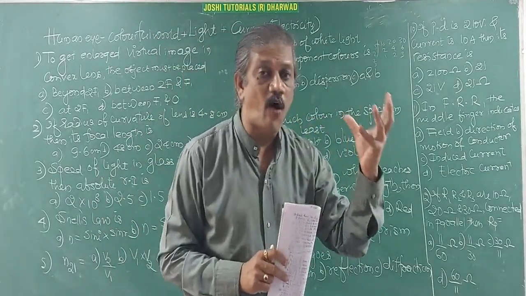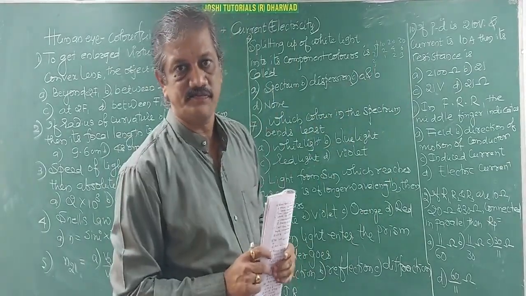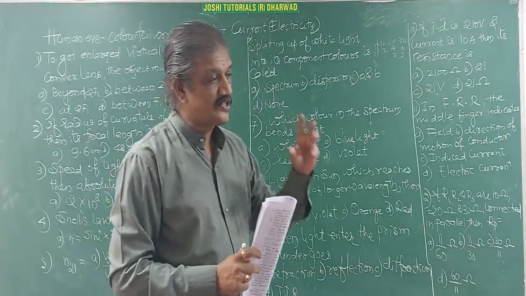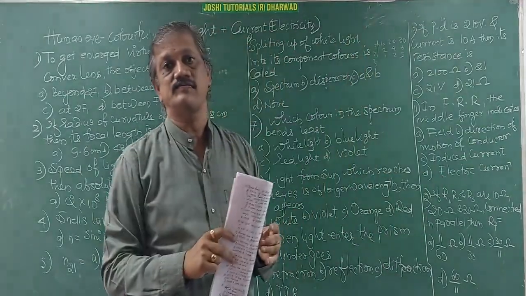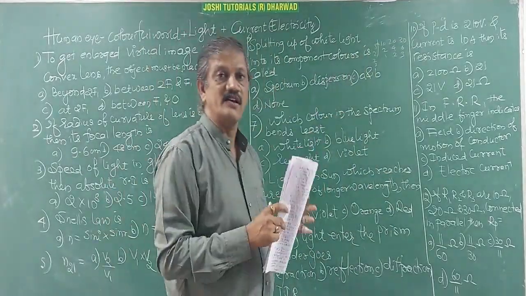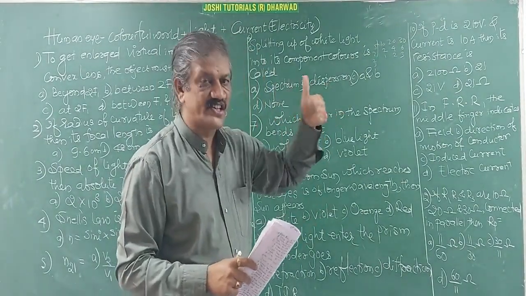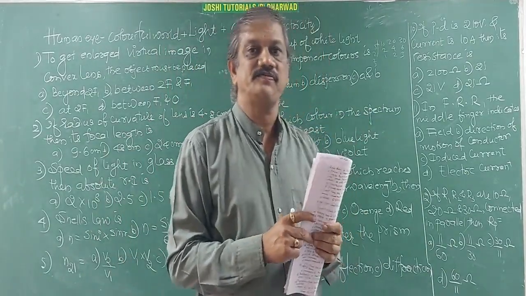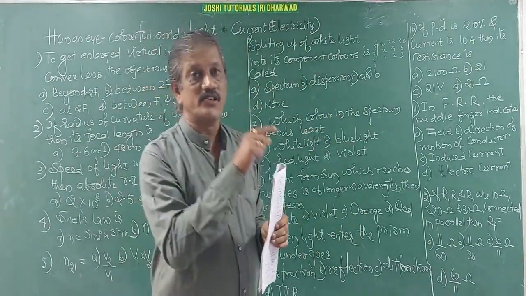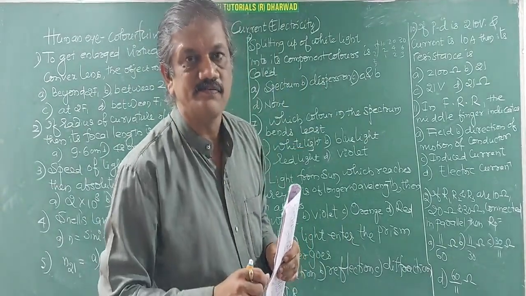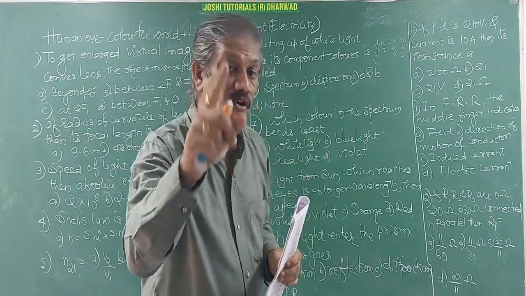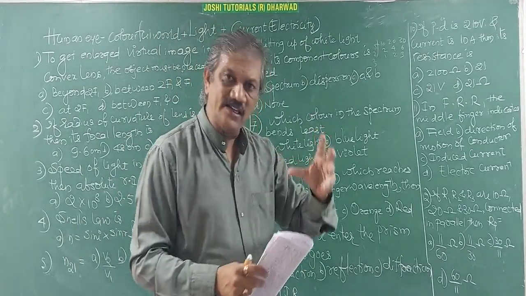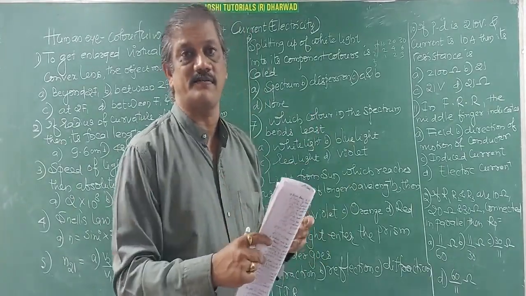The fuse is made up of what? Options. Function of the fuse. Which quantity is kept constant in case of series? When three resistances are connected in series, what is constant? The constant is current. In parallel, it is voltage. So in this manner, you must know the chapter.